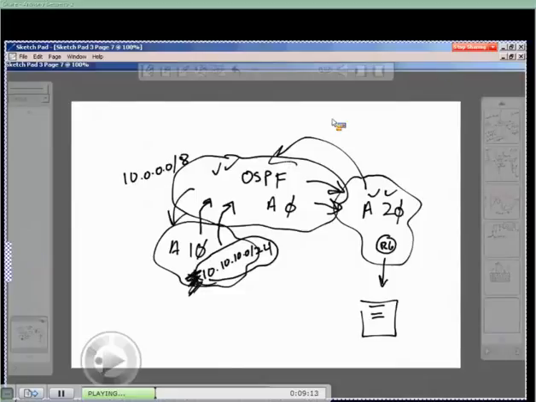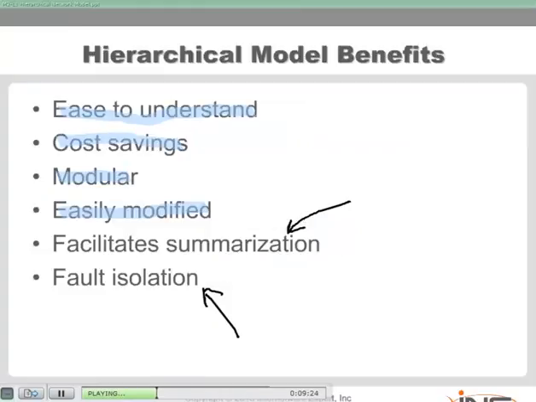So the hierarchical model promotes network summarization, and this is a great thing. Not only because of the smaller routing tables that naturally result, but also because of the convergence domain restrictions. We're making the convergence domain, who needs to know about the specific network alterations, smaller. The smaller your convergence domain, the fewer people that you have to tell about a change, the more optimal your overall network design is.